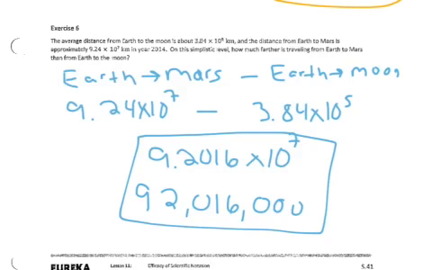For exercise 6, excuse me, you were just taking your distance from Earth to Mars and subtracting it from your distance from the Earth to the Moon, because I want to know how much farther Earth to Mars was than Earth to the Moon. If I subtract these values, I would get 9.2016 times 10 to the 7th. That's the scientific notation mode. But if you wanted to get your standard answer, which remember is your norm mode, you would get 92,016,000.